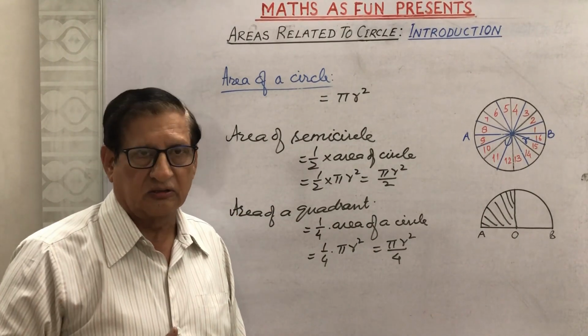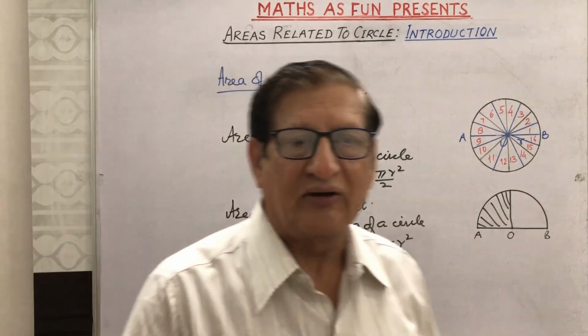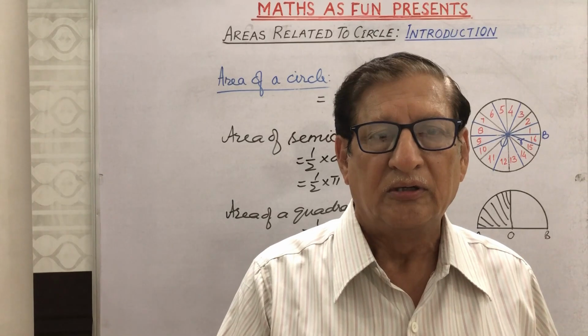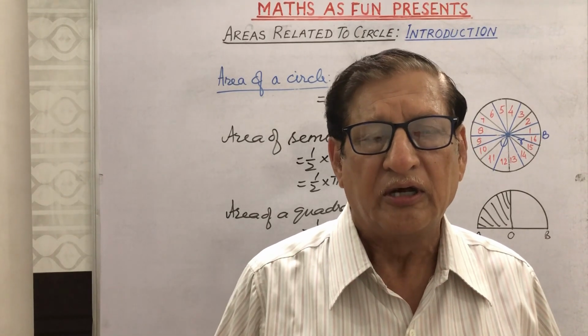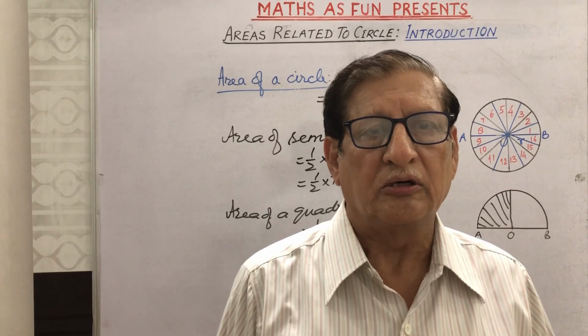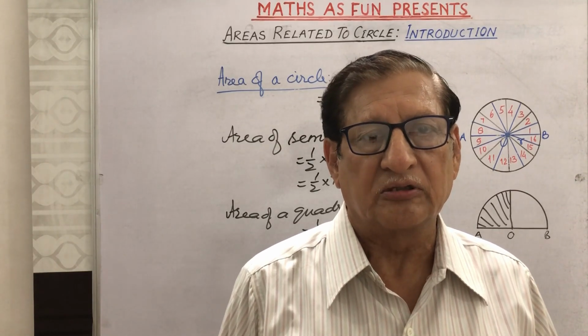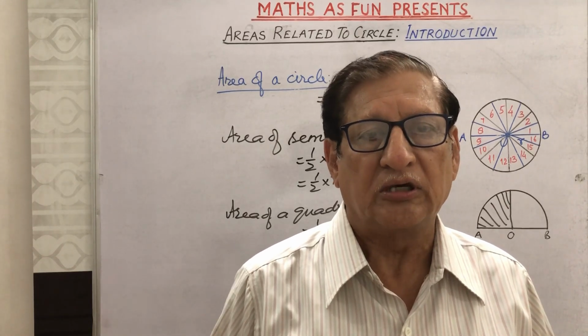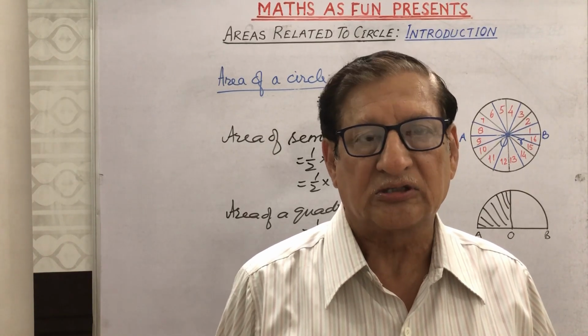So in this video we have understood how to find out the circumferences of a circle, semicircle and quadrant, and also their areas. In the next video we will learn about the sectors of a circle, what are the types of the sectors, and how to find out the area of a sector of a circle.